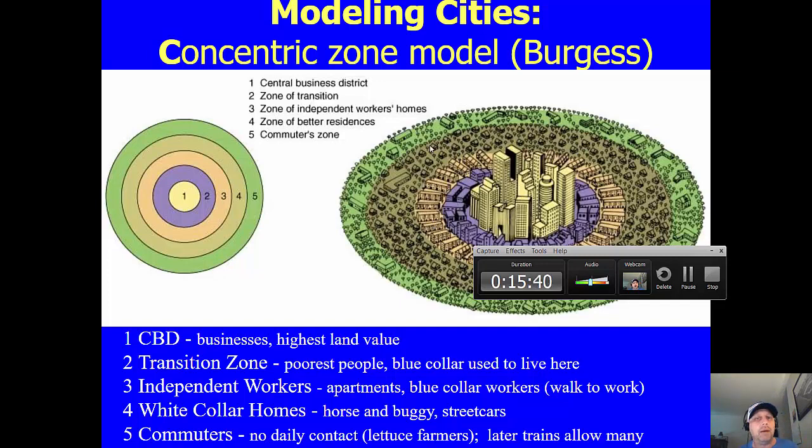All right. Now, finally, what you have in the back are the commuters, right? These are the folks who are the wealthiest usually.